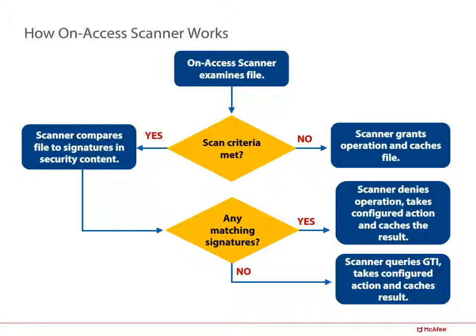If you do not have any matching signatures and it feels that this is a suspicious file, it will query GTI. Whatever the response it gets back from GTI, it will do the configured action and then once again cache the result. If the scan criteria was not met, then the scanner will grant the operation and cache the file.